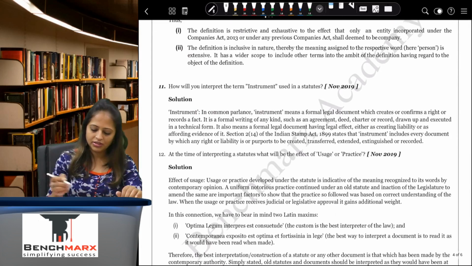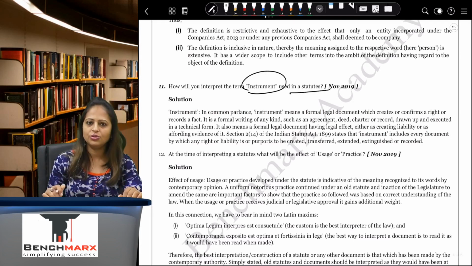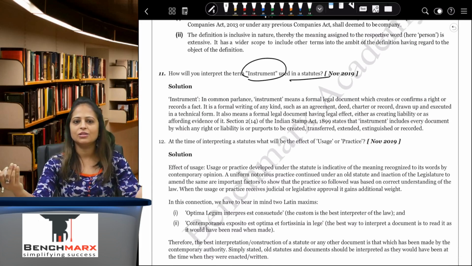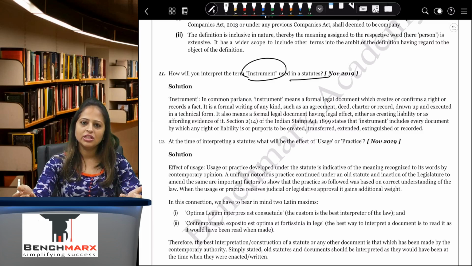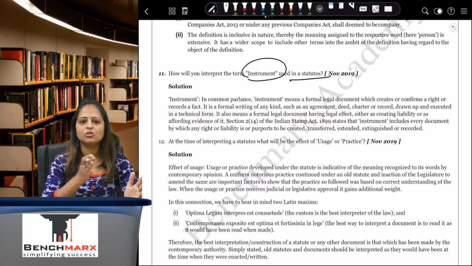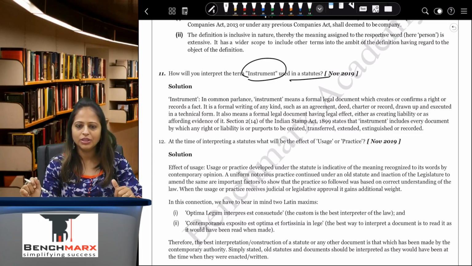How will you interpret the term "instrument" used in the statute? You will say an instrument is a legal document which is being used legally, and it will also include a deed. It is a wider term. There is no differentiation between instrument and deed in India, but they are used interchangeably. But instrument is a wider term as compared to a deed.